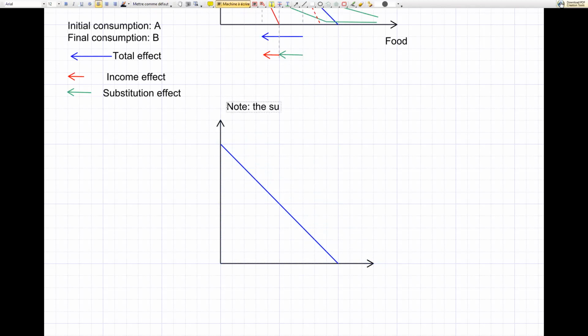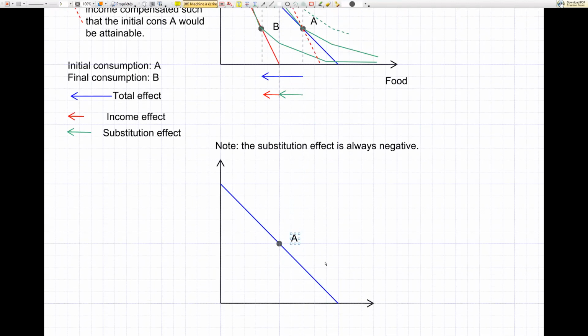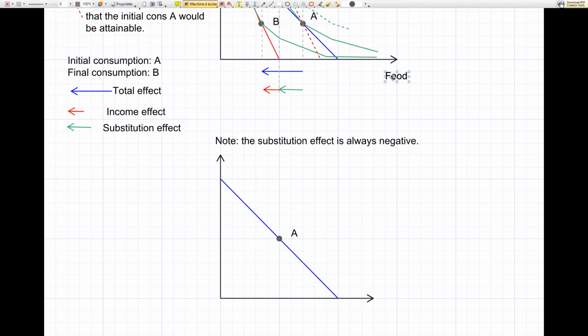The substitution effect is always negative, and here is why. So imagine that the person consumes here. Okay, so that's A. And then we change the relative prices between food and clothing, but around A, so such that A is always available.